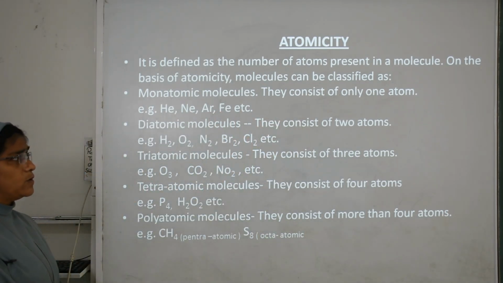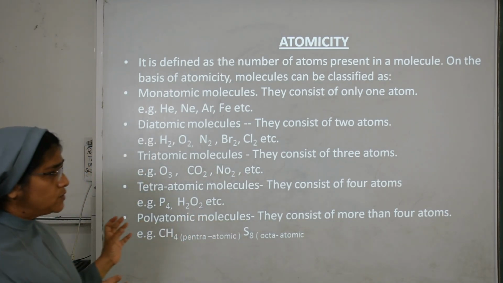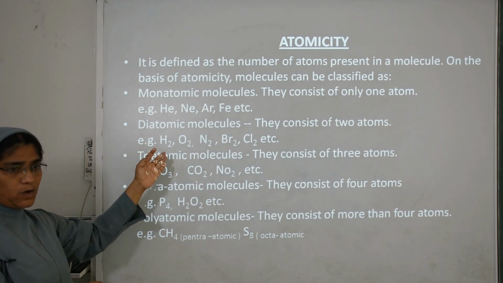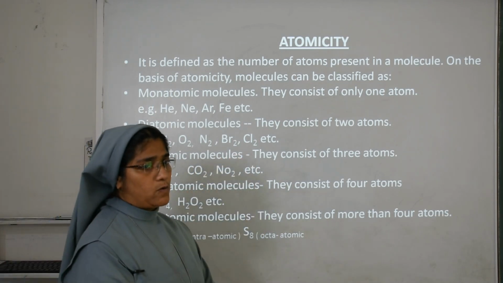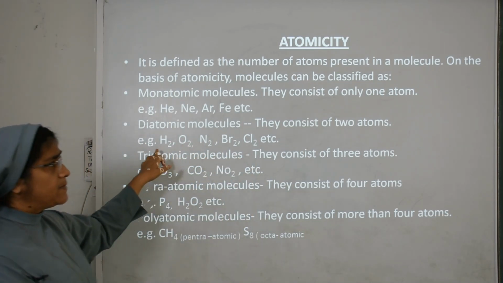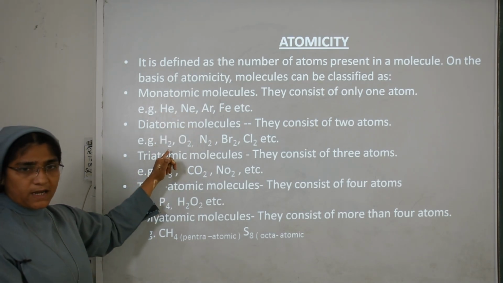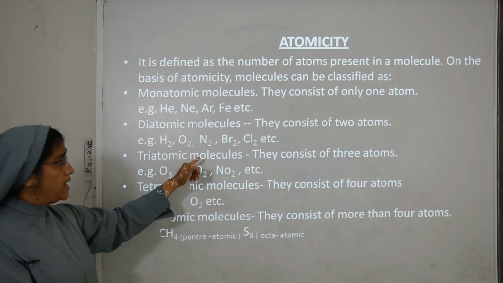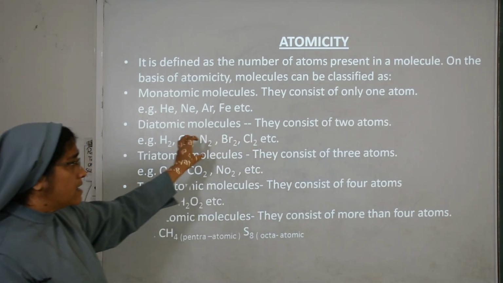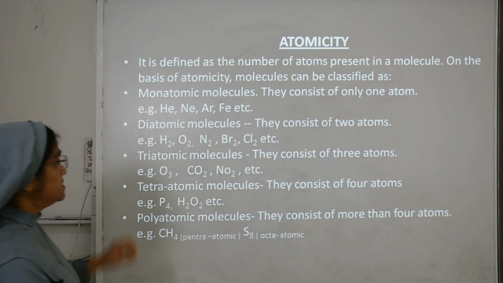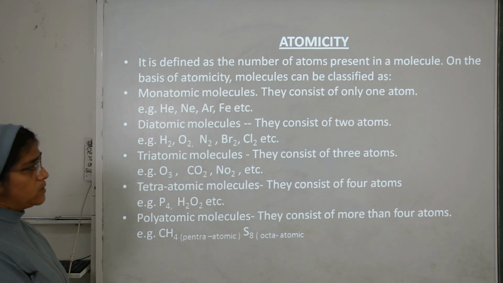Next, diatomic molecules are made up of two atoms. For example, the hydrogen molecule, oxygen molecule, nitrogen molecule, bromine molecule, and chlorine molecule. Here you see hydrogen, how many atoms are there? 2. Oxygen 2. Nitrogen 2. Bromine 2. Chlorine 2. So each consists of two atoms. That is a diatomic molecule.